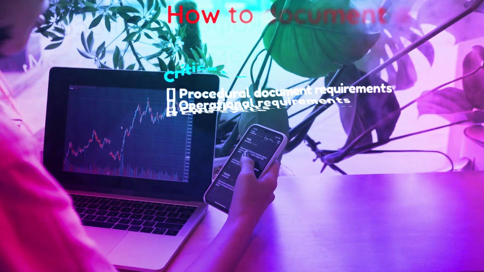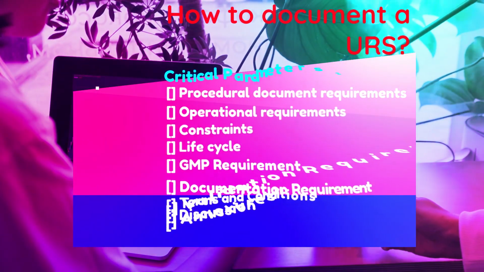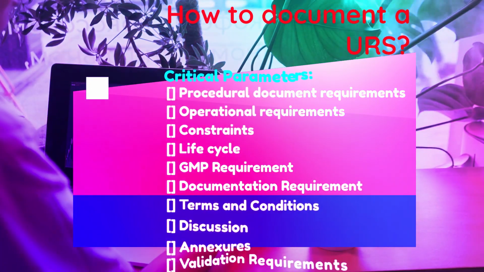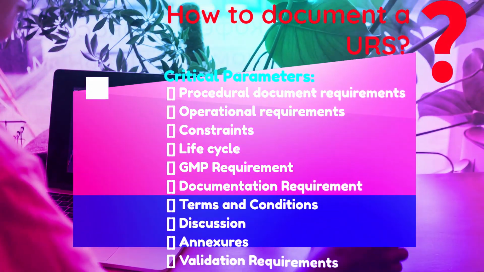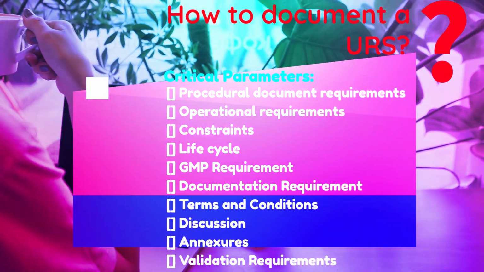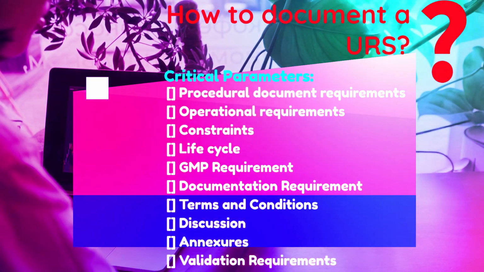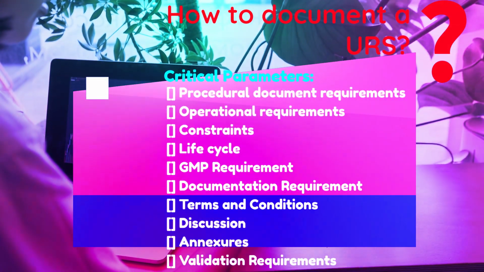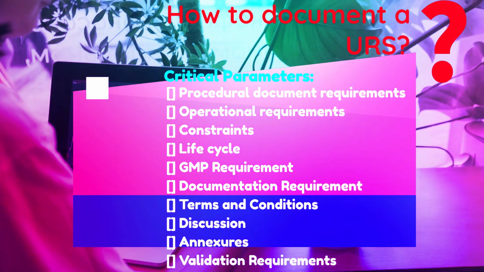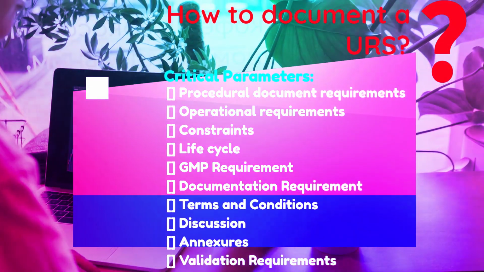To write a User Requirement Specification for pharmaceutical company equipment, the following points should be included: front page, list of revisions, list of addendums, table of contents, list of abbreviations, signature page, scope, procedural document requirements, operational requirements, constraints, life cycle, GMP requirement, documentation requirement, terms and conditions, discussion, annexures, validation requirements.